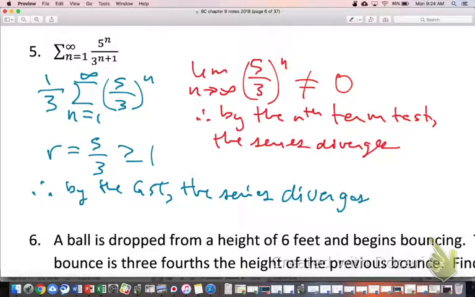Okay, take a look at the ball question. This is just a little application. It says a ball is dropped from a height of 6 feet and begins bouncing. Each bounce is 3/4 the height of the previous bounce. Find the total vertical distance traveled by the ball. Right? The temptation would be to say, well, it just keeps bouncing and bouncing and never stops, so it would be infinite. We can actually use math.